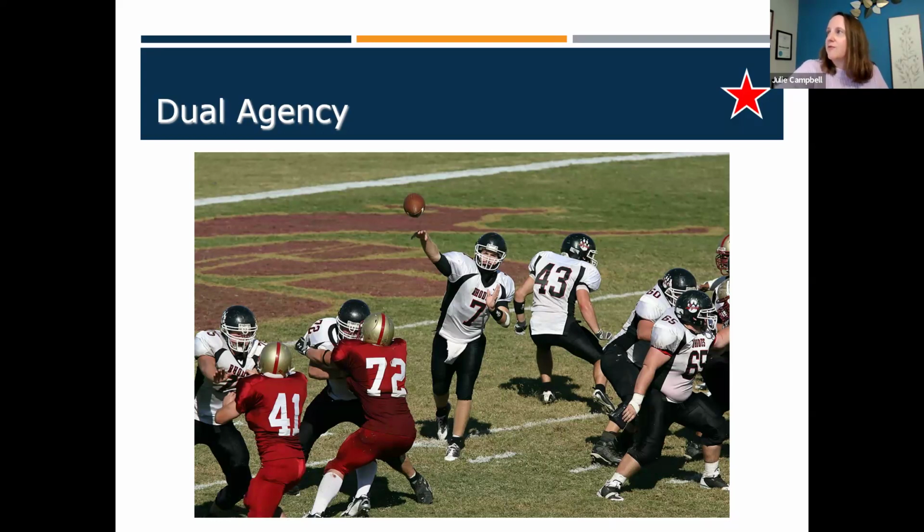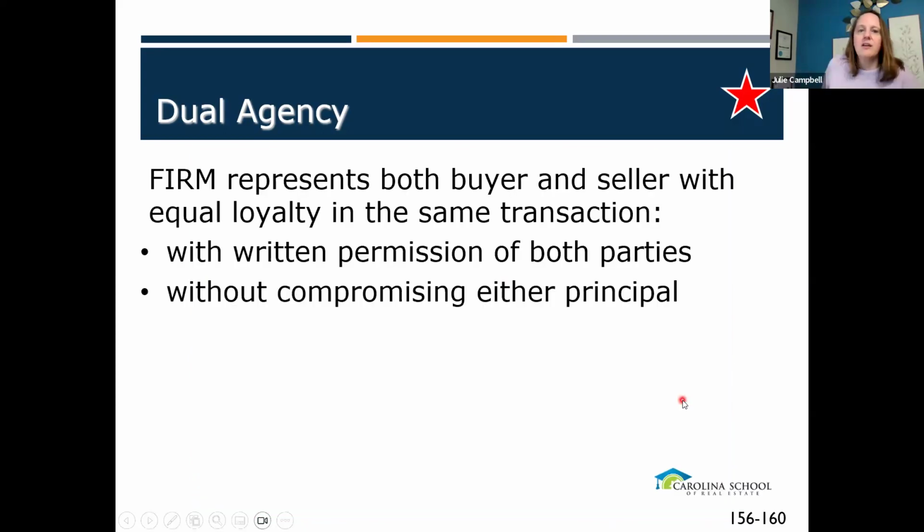So with our football game analogy, the firm represents both the buyer and the seller with equal loyalty in the same transaction. How do they do so? We have written permission of both parties, and we do so without compromising either principal. If either party says no, I'm not going to allow dual, what they're saying is that the firm can't bring the other side client.